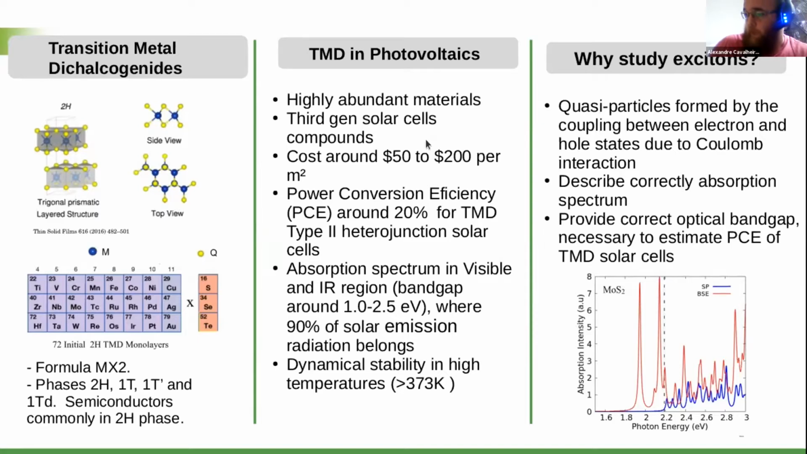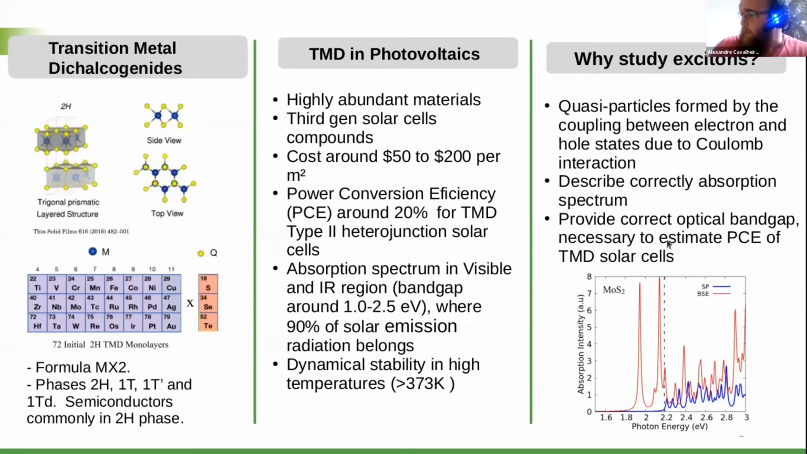So as I explained the role of TMDs in photovoltaics, another important point is why we study excitons in those systems. Basically, as I want to apply those systems for photovoltaics, the optical band gap is very important. Excitonic effects are very intense in those systems, such that the electronic band gap is one value and the optical band gap, due to excitonic effects, is lower than this electronic band gap. So to have a correct description and characterization of those systems, excitons are a fundamental property to analyze.